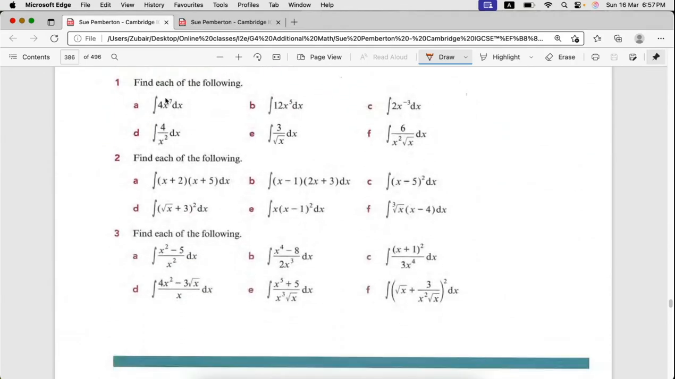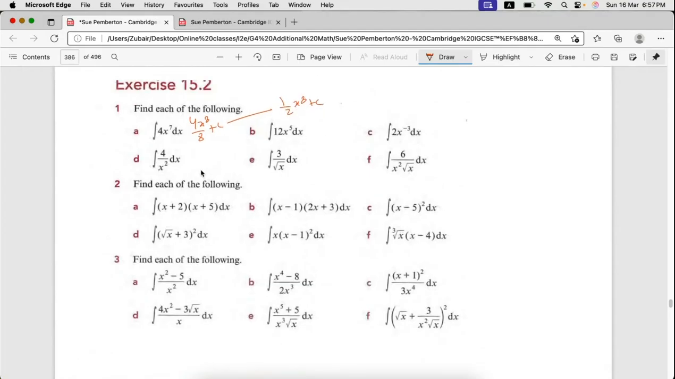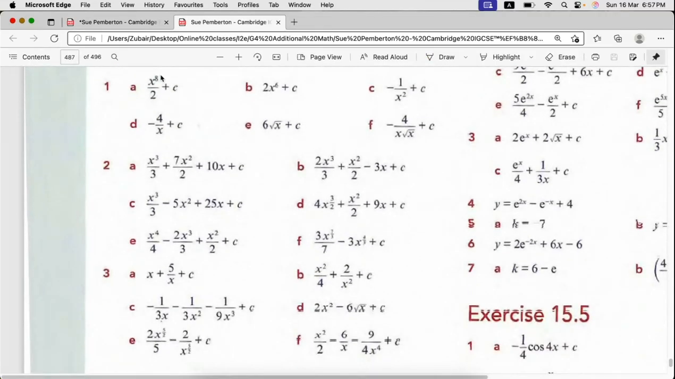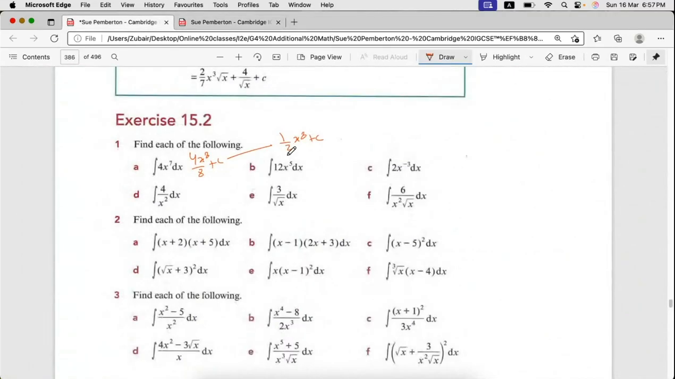For example, this first one is 4x 8 over 8 plus c. So this becomes 1 by 2 x8 plus c. This is 15.2, 1a. x8 by 2 plus c. Getting it?